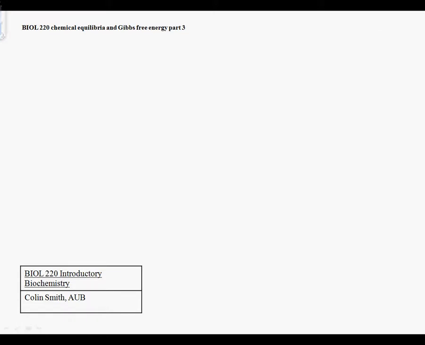This is chemical equilibria in Gibbs free energy part 3. I'd like to show you an example of how we can apply the relationship of Gibbs free energy to equilibria. Let's imagine a relatively simple reaction involving the use of adenosine triphosphate to phosphorylate glycerol.